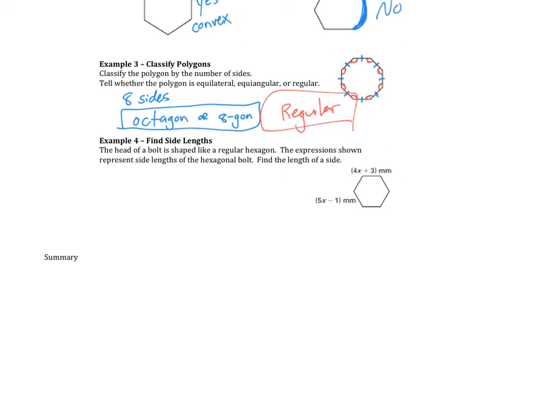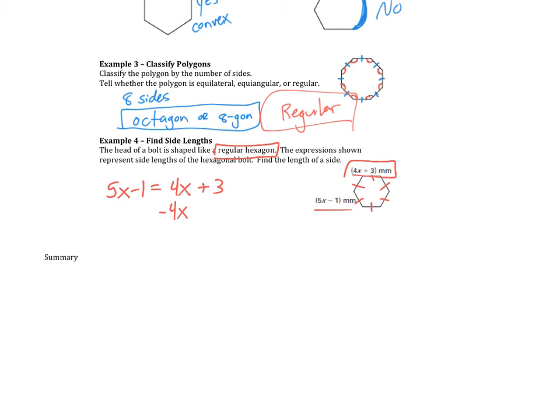And lastly, example 4, the head of a bolt is shaped like a regular hexagon. The expression shown represents side lengths of the hexagonal bolt. Find the length of the side. So they tell us it's a regular hexagon. That means every side is congruent. So if this side is 5x minus 1 and the second side is 4x minus 3, we can set them equal to each other because we know it's regular. Regular means the sides are equal. And then we would solve this.